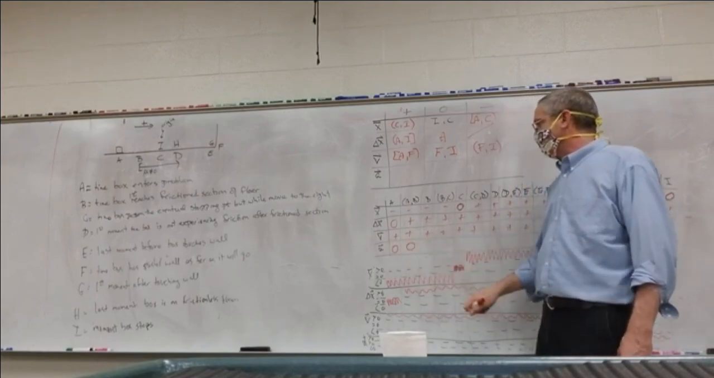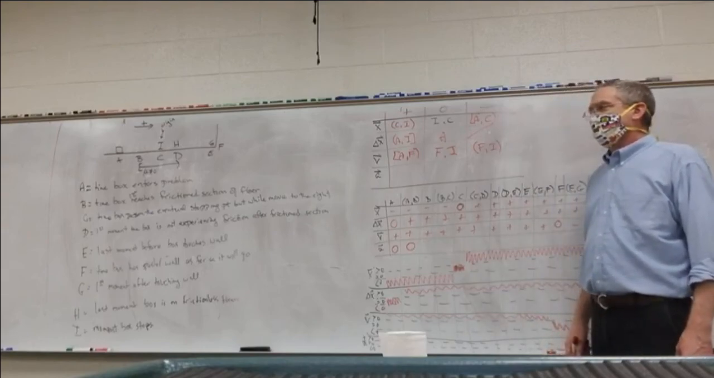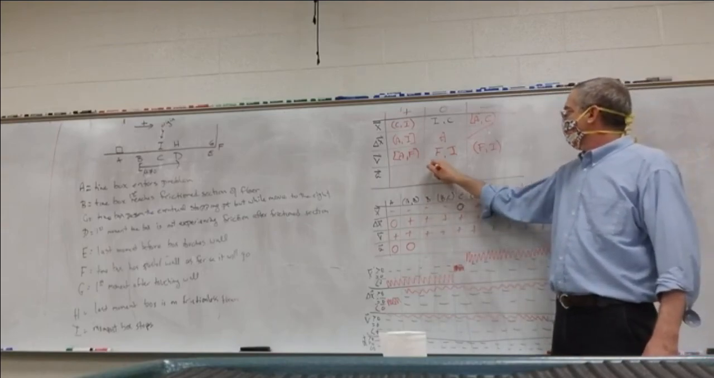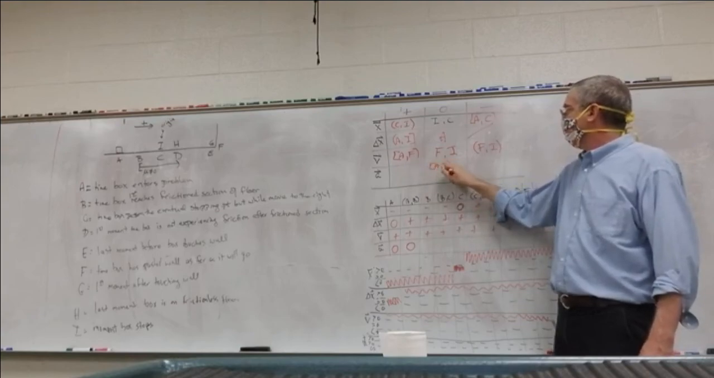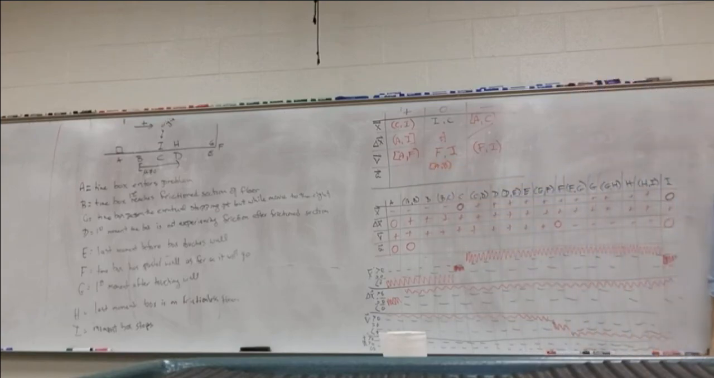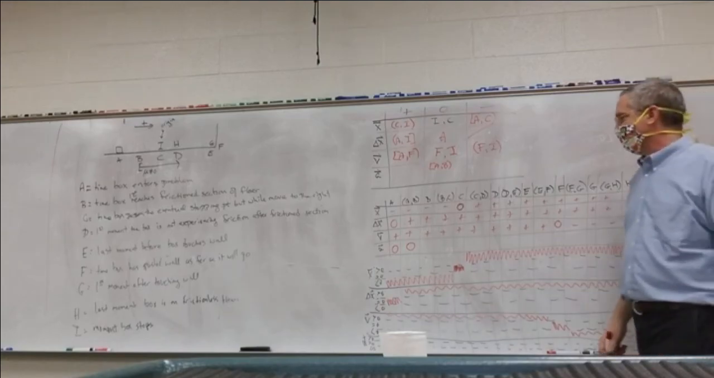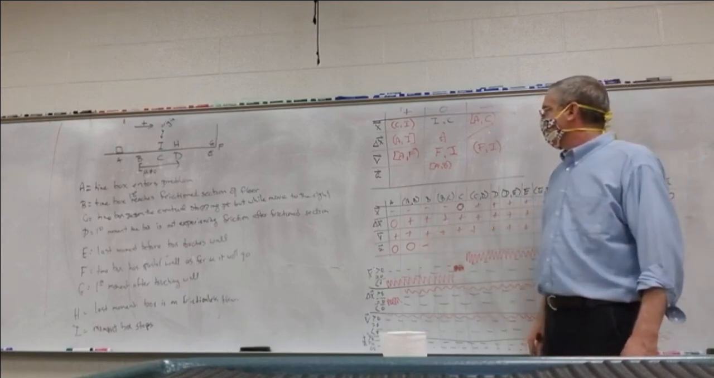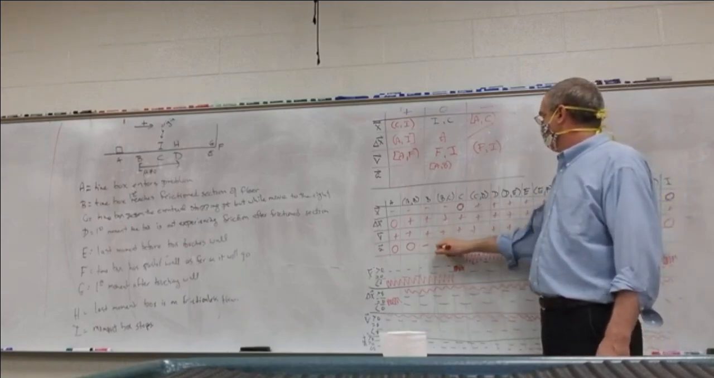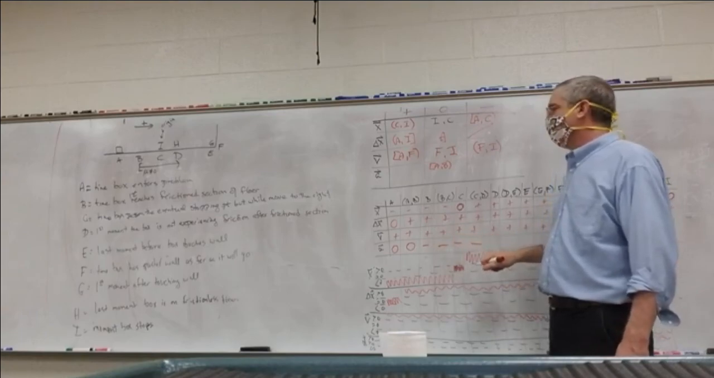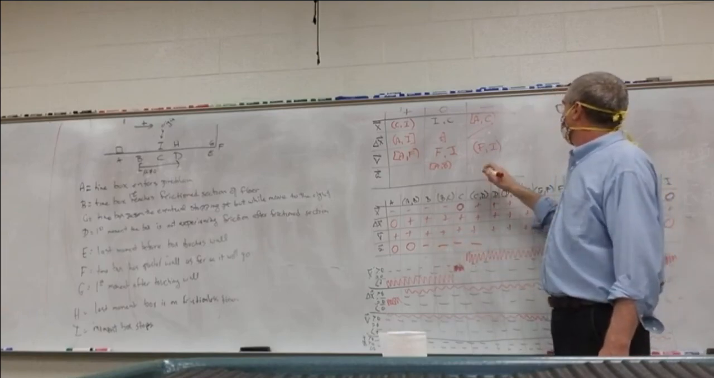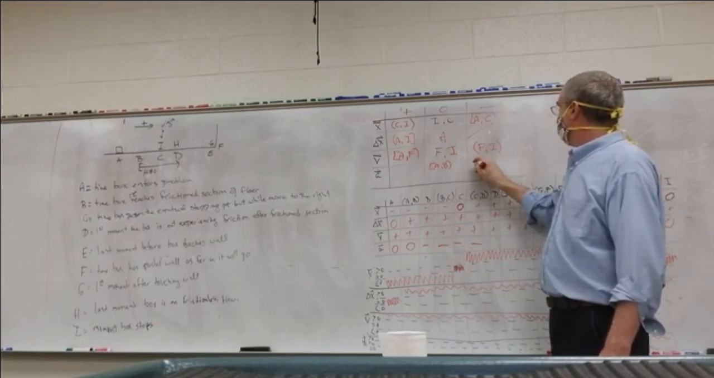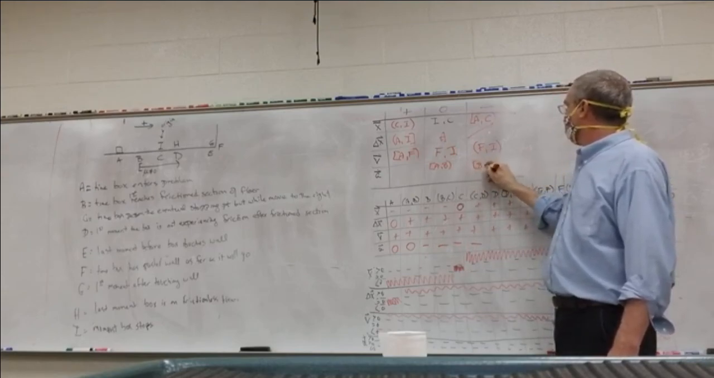From A to B is 0. But not including B. So includes A but not B. So once it hits the friction, is it going to speed up or slow down? So it'll slow down, so negative. The sign has to be opposite. B to D. Including D or not? No. All right, so it's negative from including B, but not D.